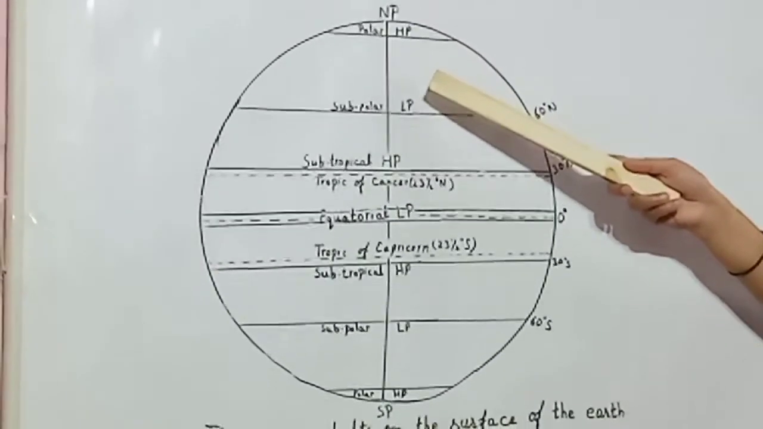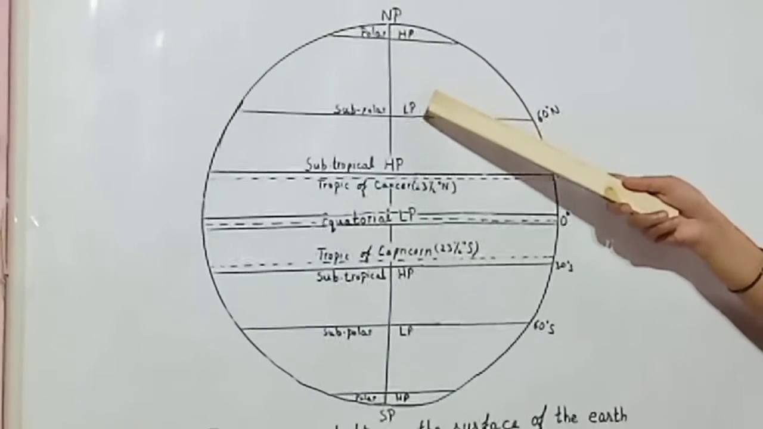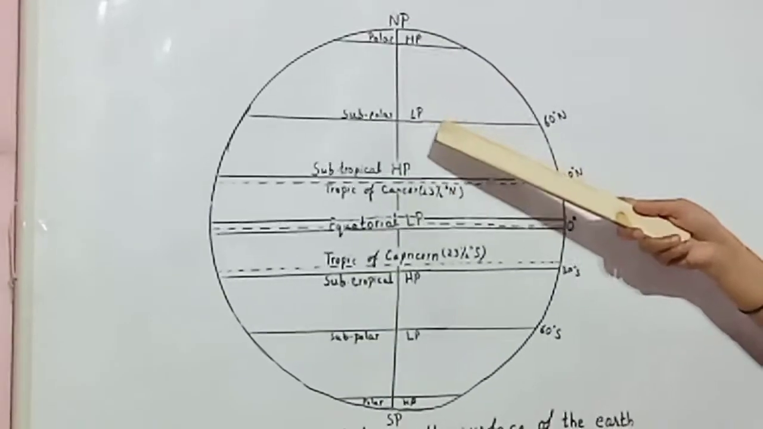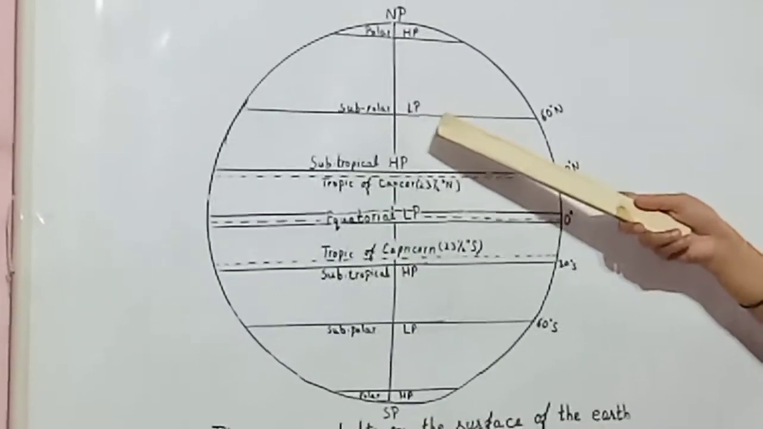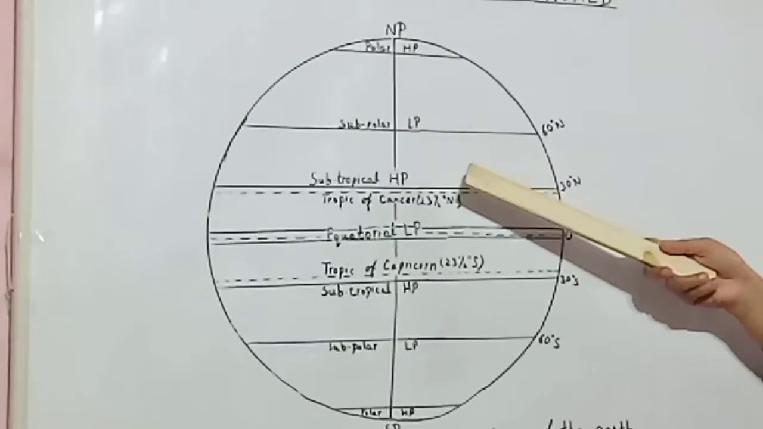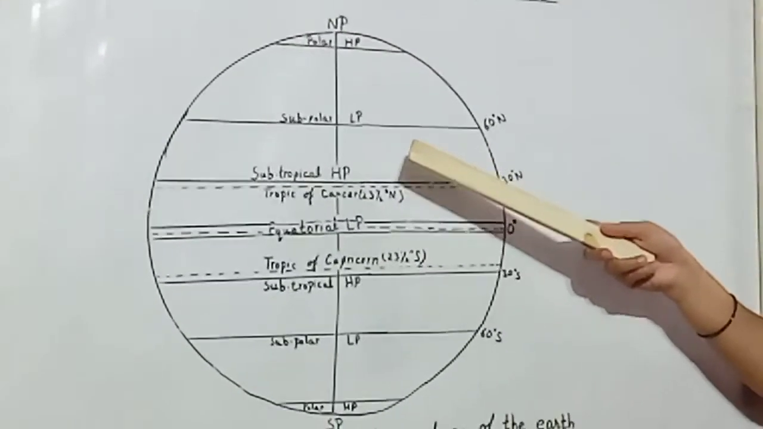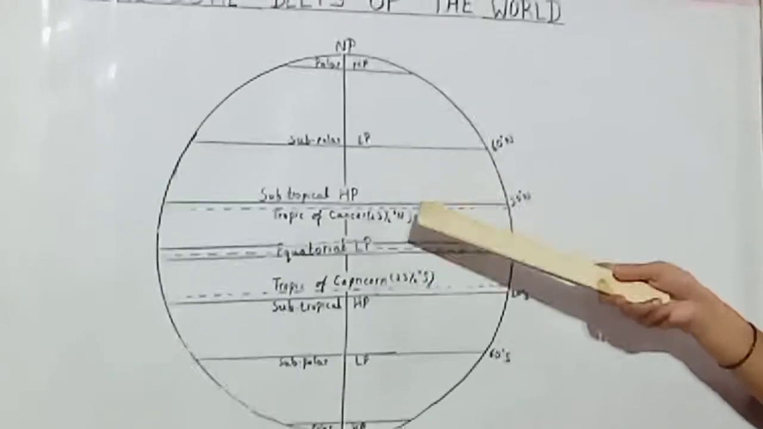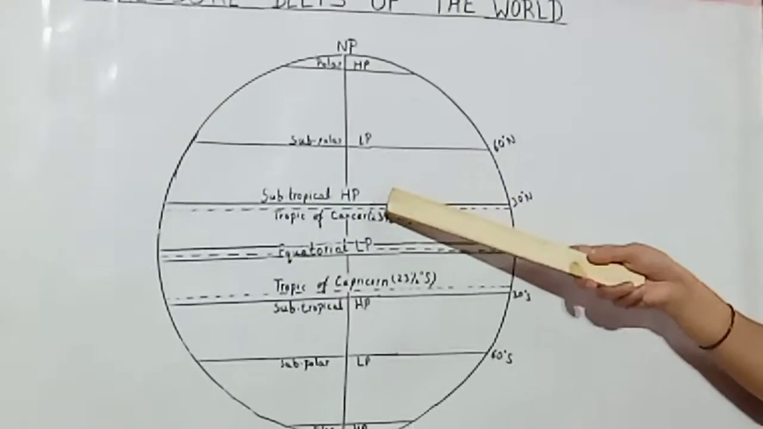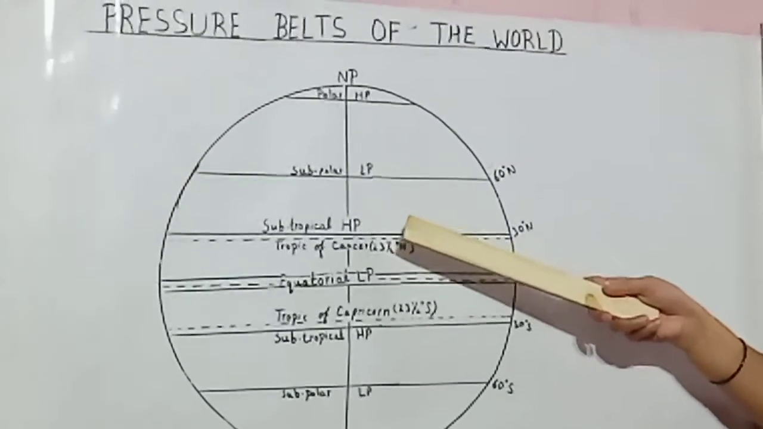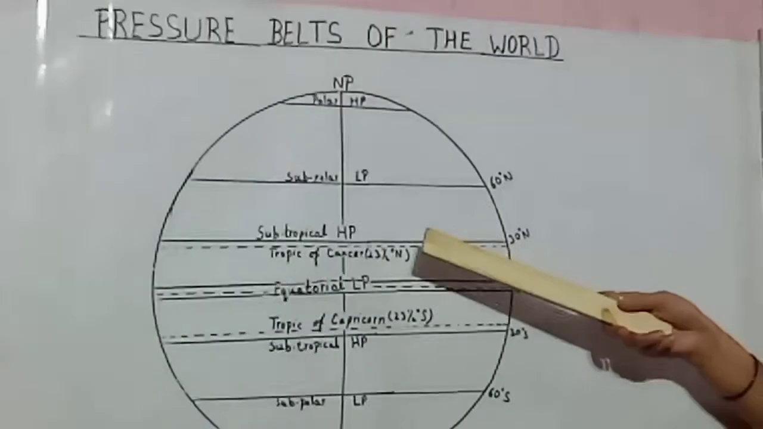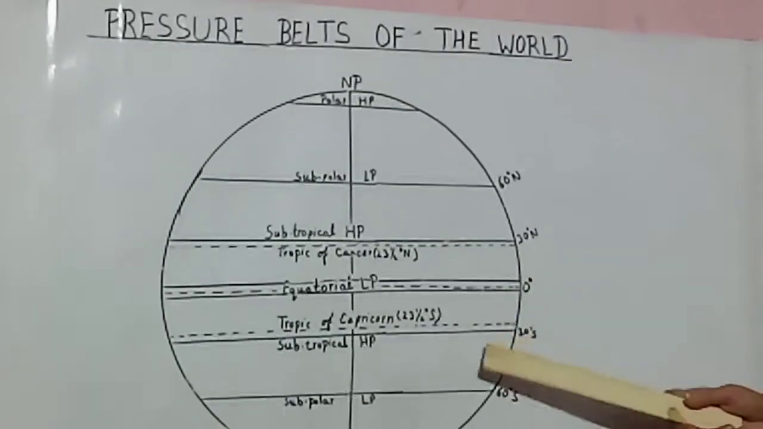The pressure belts described above are not permanent in character. They keep shifting with the movement of the sun. Air pressure depends on temperature, and therefore as the sun moves from one tropic to another, the pressure belts also do the same. This phenomenon is called the shifting of the pressure belts.